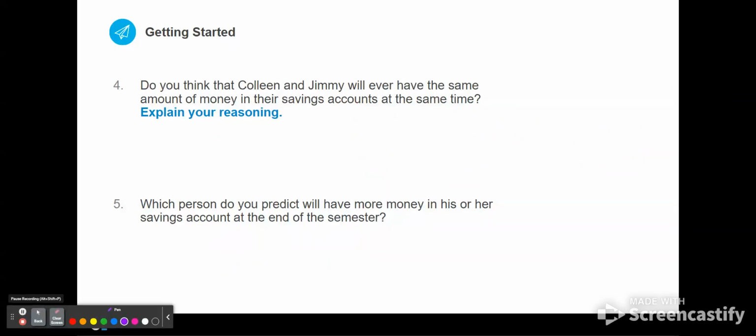Okay, so question number 4 asks, do we think that Colleen and Jimmy will ever have the same amount of money in their savings account at the same time? Well, eventually, I would say yes. Why? When we've worked with graphs before, what's going to happen to the 2 lines? They're eventually going to cross, right? That is going to be the point at which they're breaking even, the point at which they have the exact same amount. So I want you to take a minute and write that down. Pause the video, write down, will they have the same amount of money and why?